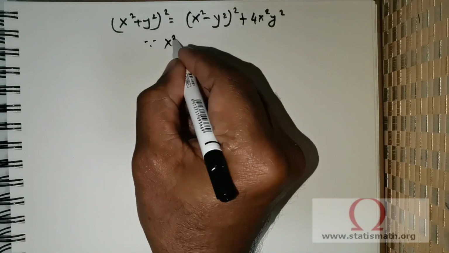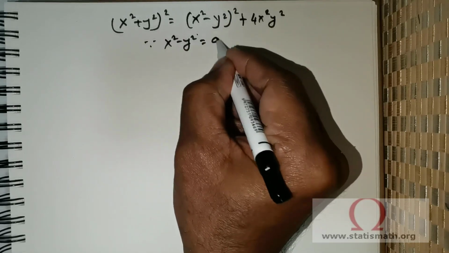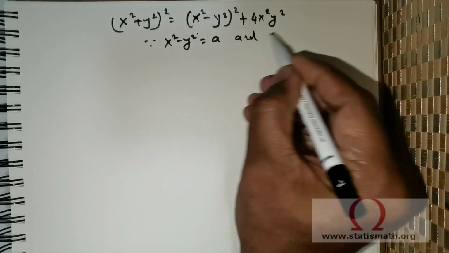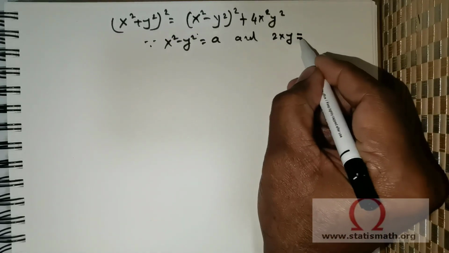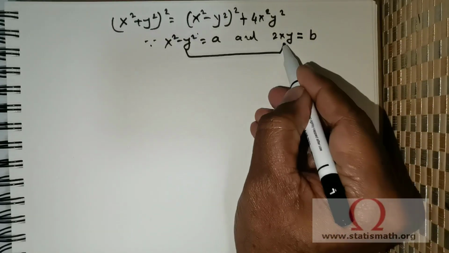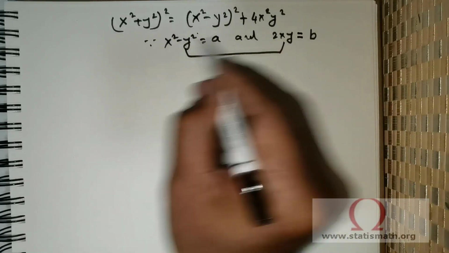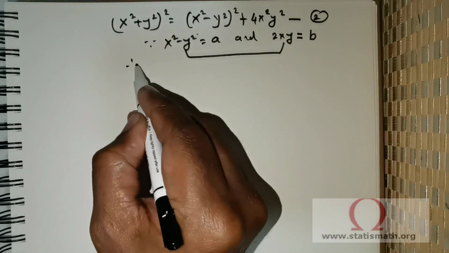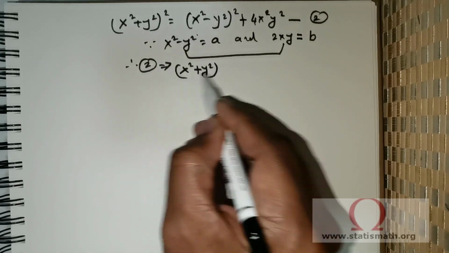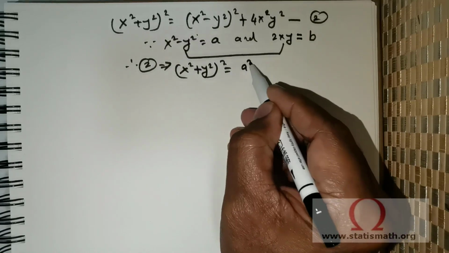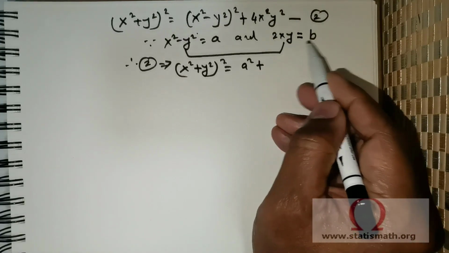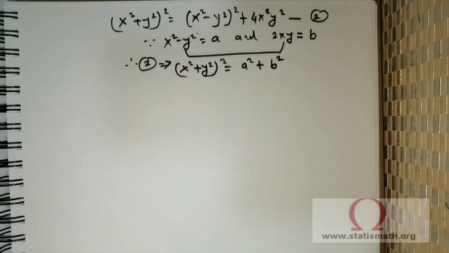Now, we know that x squared minus y squared is equal to a. We already know that from the previous working. And we know that 2 times xy is equal to b. Okay. So we would use these two in this equation. Therefore, x squared plus y squared raised to the power 2 is equal to a squared plus 4x squared y squared, and since I have the value for 2xy, this is going to be b squared.